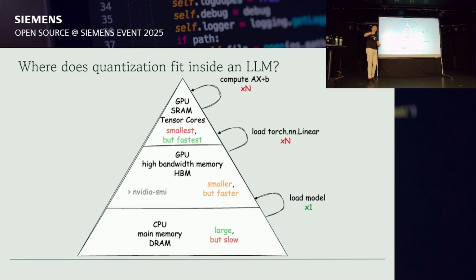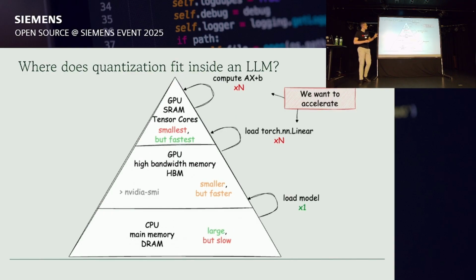And then we repeat this n times for all linear operators in all layers in the model. Because we are repeating this n times, and n is usually very large for the models that we are dealing with these days, these are the two most interesting pieces that we want to optimize. And this is what we actually want to accelerate with quantization.